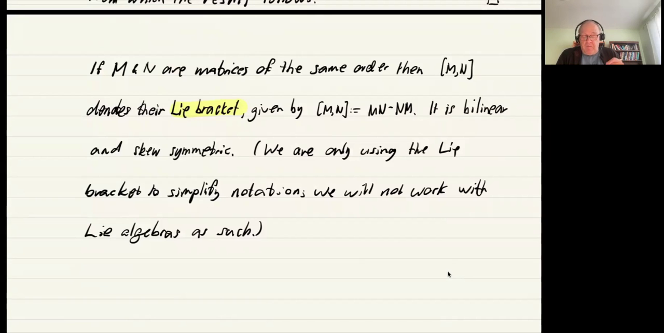Now, I'm just using this as a convenient notation because I can say that matrices M and N commute if and only if their bracket is zero. Actually, it's not altogether clear why, but I sometimes find this slightly more convenient. But we won't be doing any of that, I'm just using notation. We won't be thinking about the algebras at all.